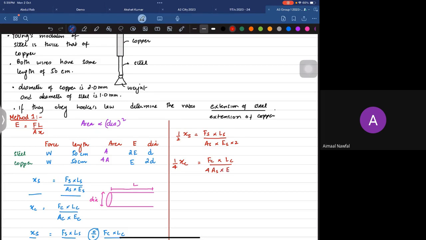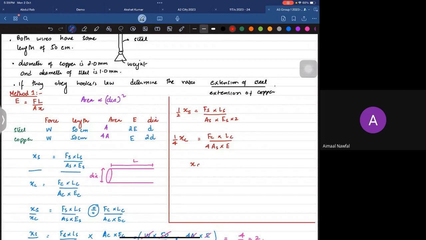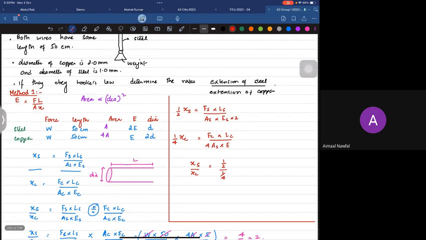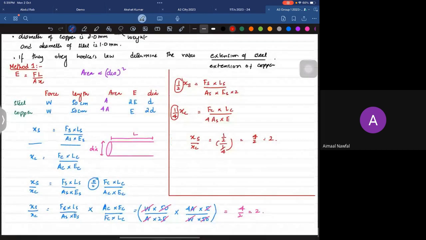Now what do we need to do? We need to do extension of steel over extension of copper. So we're going to put the values. Half, and then divided by 1 by 4 because copper had this term with it. So 2 will come down, 4 will go up, so it will be 4 by 2, and this will be just like this. So it is very simple and small, but then you need to be very aware that you're not missing any term or its ratio. Is it clear? Yes.